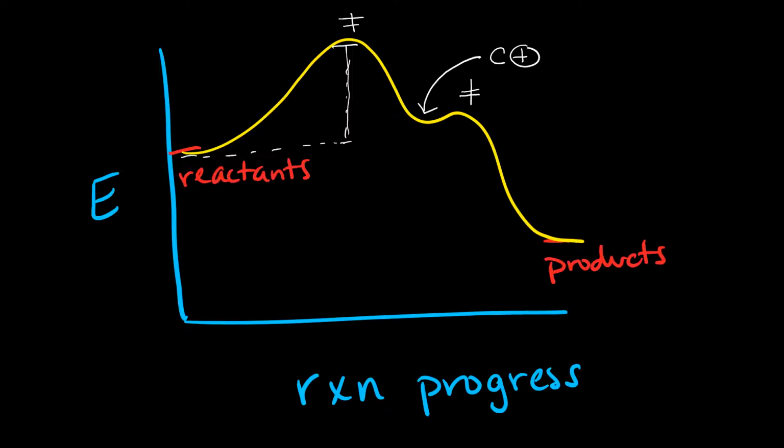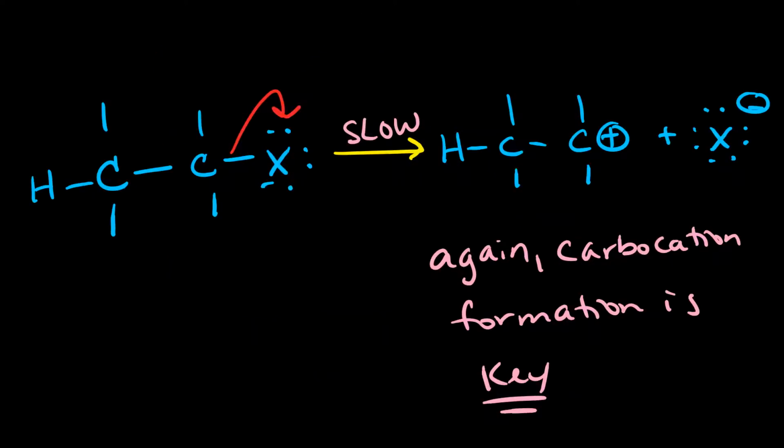And so what we're interested in are factors that can stabilize the transition state and therefore lower the activation energy barrier of the slow step, which is the first step. And so we're back to factors that stabilize a carbocation. So just to reiterate, it's the carbocation formation, this first step, that's the slow step of this reaction.